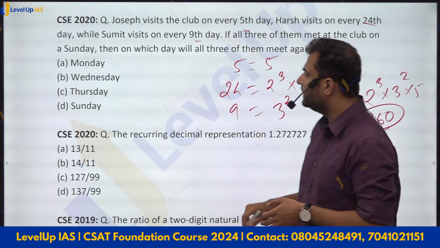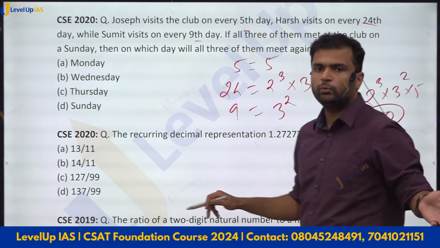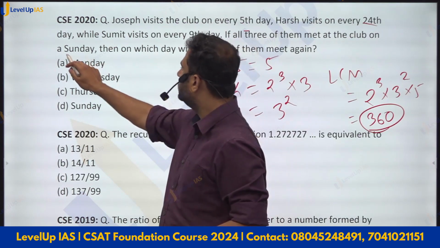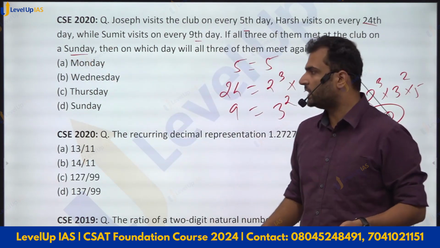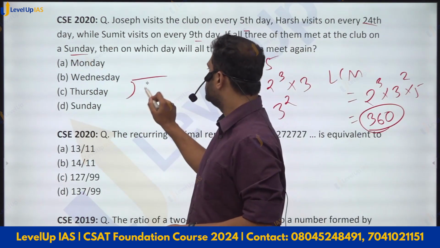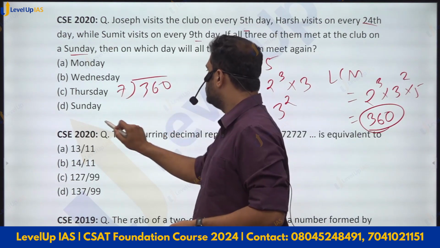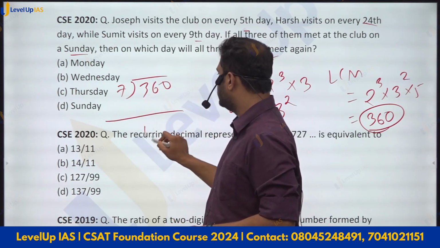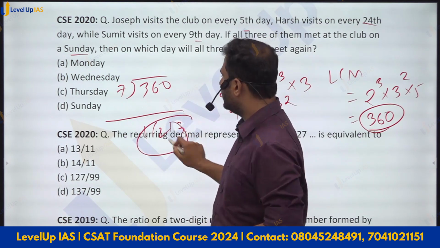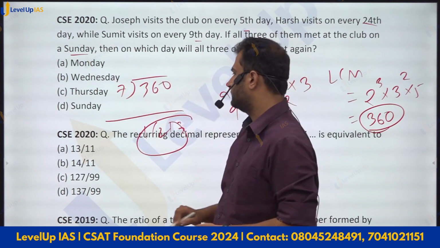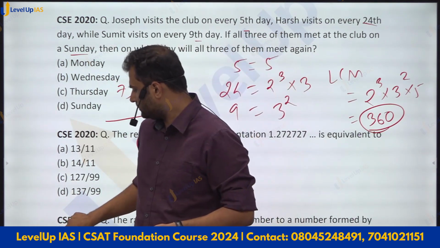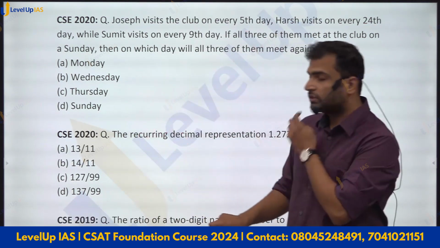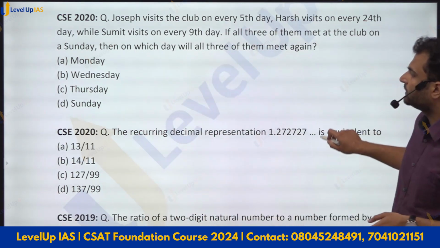So for the 360th day, you divide by 7, find out what is the remainder, and go that many days ahead of Sunday. So 360 divided by 7, you get whatever the remainder, 1, 2, 3, 4, and that many days ahead of Sunday would be the answer. This is a kind of mixture of 2 chapters.